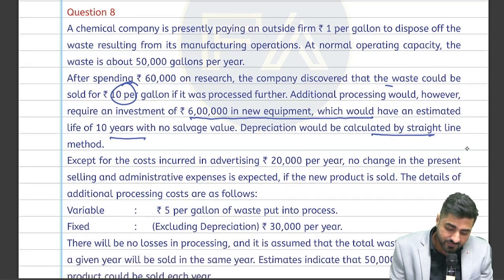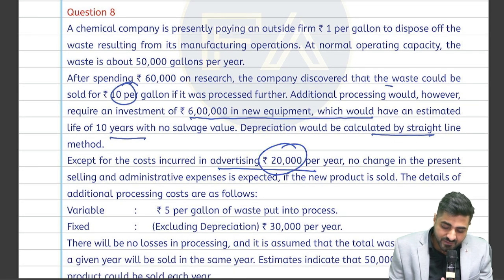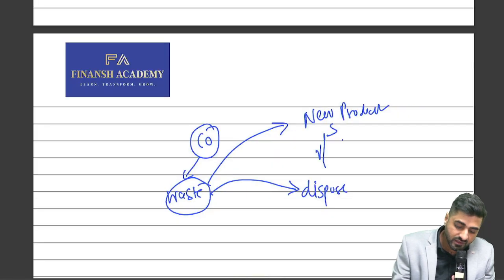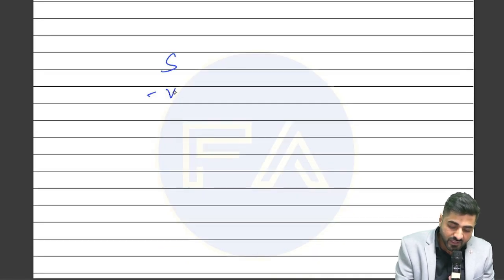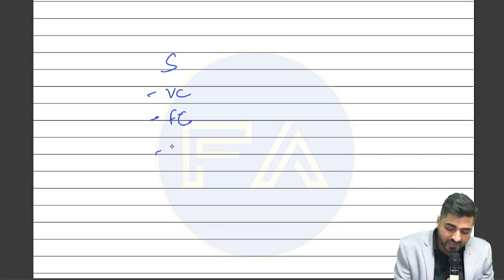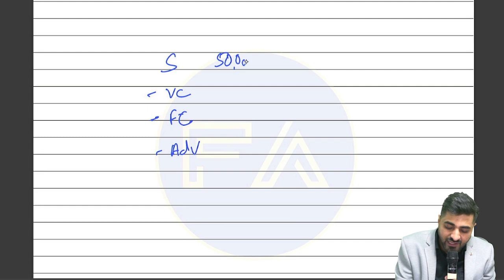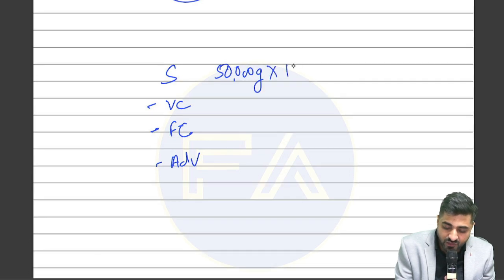Depreciation is SLM. Then there is some advertisement expenses which is 20,000. And there is variable cost of ₹5 and fixed cost is 30. So if I prepare the income statement, sales minus variable cost minus fixed cost minus advertisement expenses. Can I say my sales will be 50,000 gallons I'm going to sell at ₹10 per unit. So 5 lakh will be the sale. Come on, yes or no?